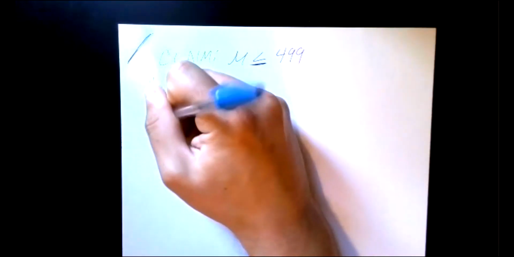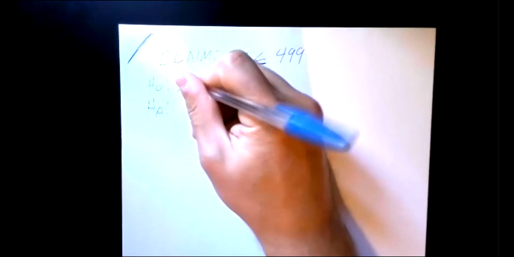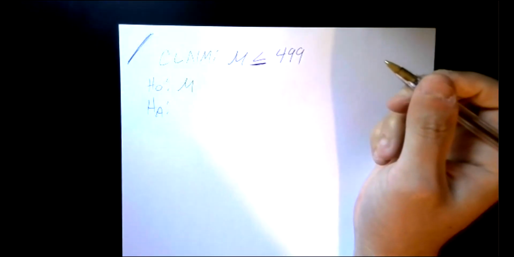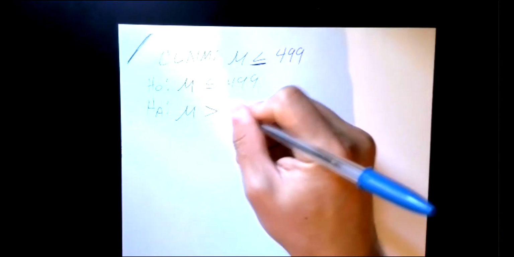State the hypotheses. The claim contains equality, so it goes in the null. The null is less than or equal to 499. The alternative is greater than 499.